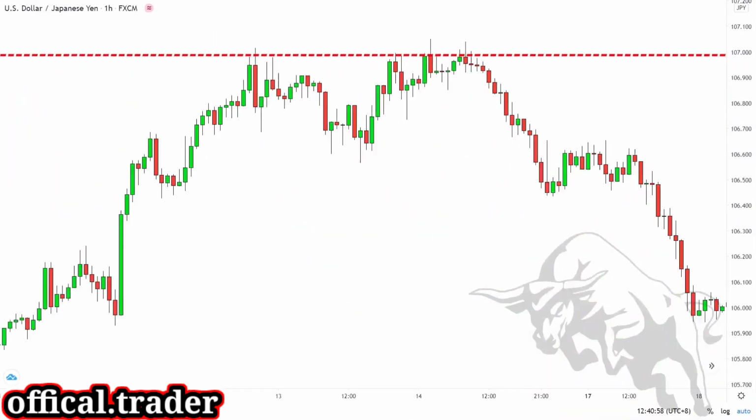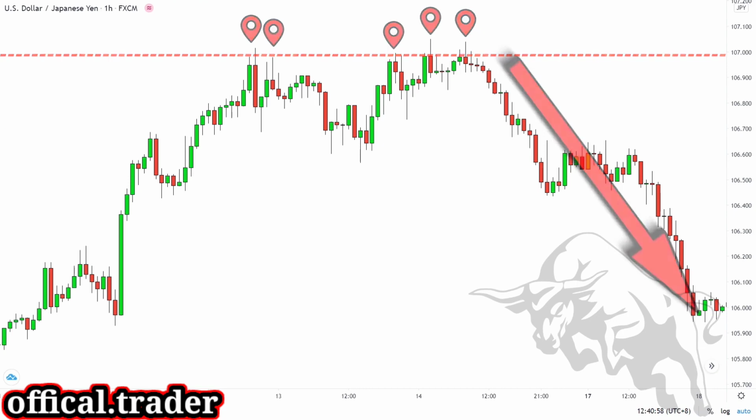As you can see, we had 1, 2, 3, 4, 5 attempts to break through this level before finally reversing to the downside.